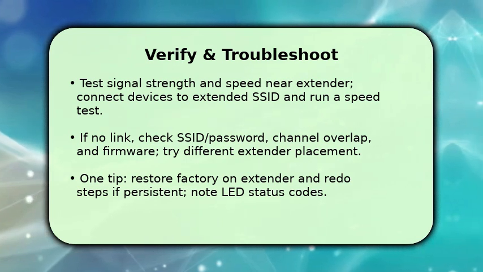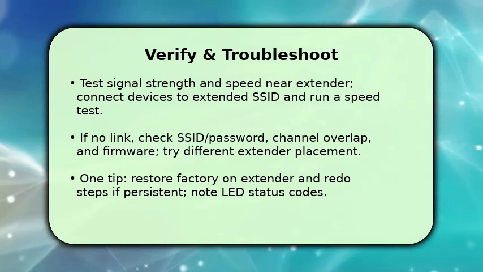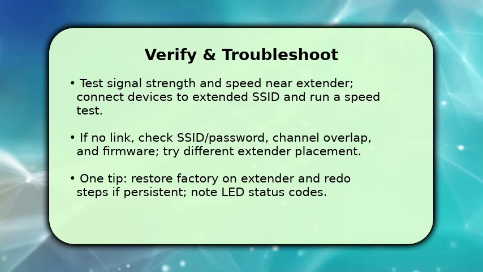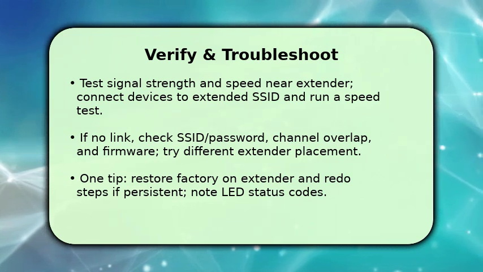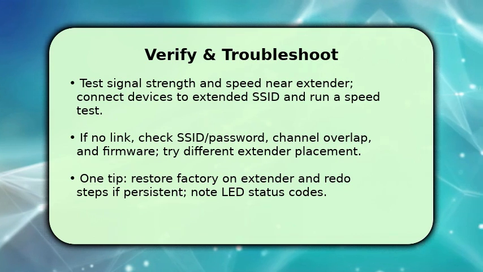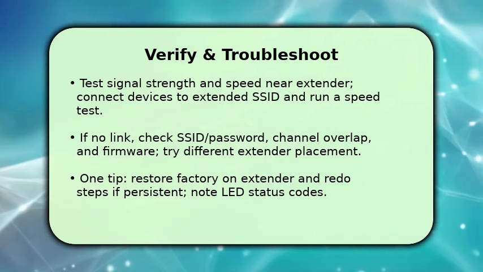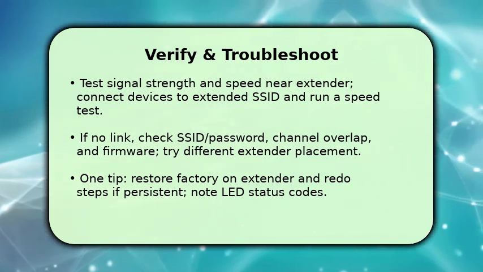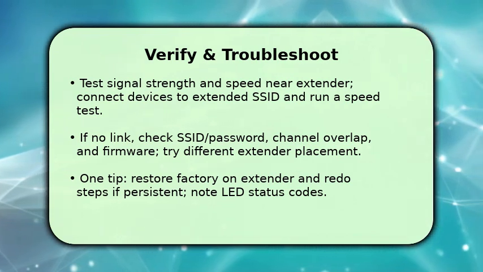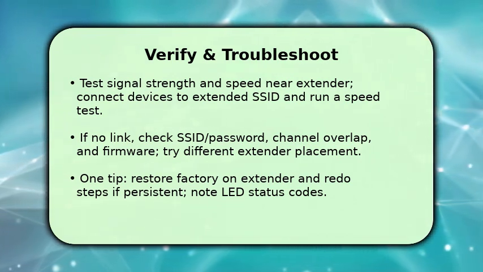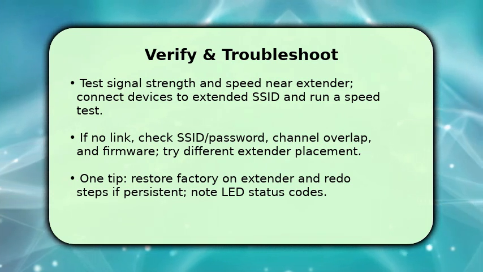If the extender fails to join, double-check SSID, password, and security type. Avoid automatic channel conflicts by setting channels manually. If problems persist, move the extender a few feet toward the router, update firmware, or perform a factory reset and reconfigure. One key troubleshooting tip: consult LED.